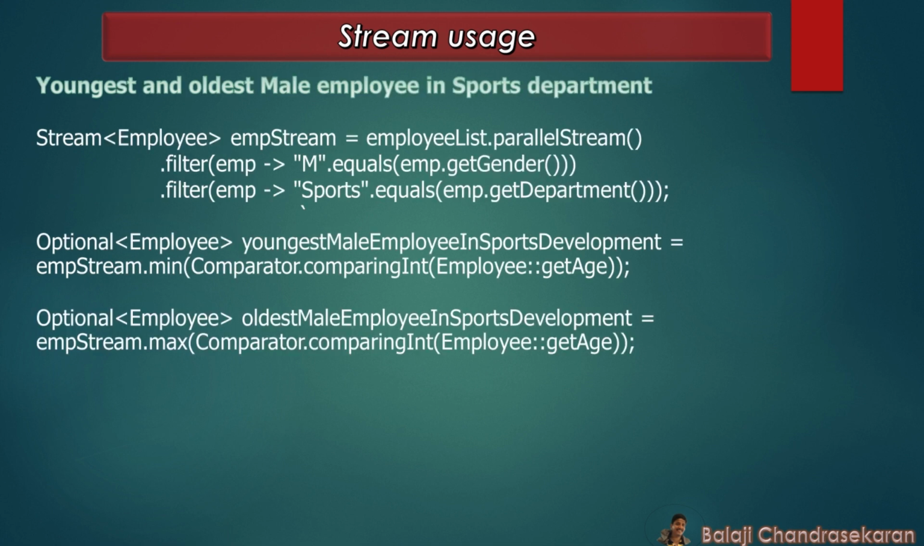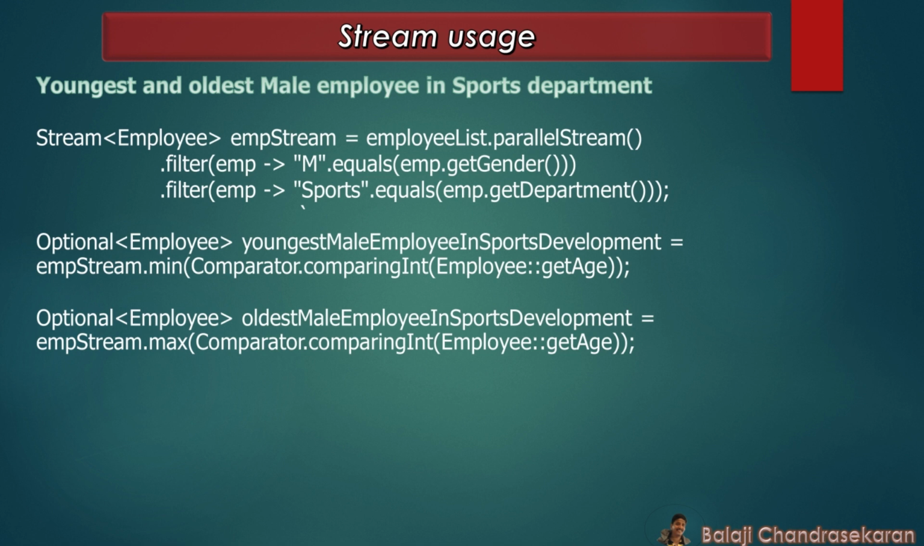This example is used to find the youngest and oldest male employee working in the sports department using the Streams API. I start by creating a Stream instance from the employees list using the stream method. This allows me to operate on the elements of the list in a functional manner. The parallel method is an intermediate operation which converts the sequential stream into a parallel stream. The parallel stream allows elements to be processed concurrently by multiple threads, potentially improving the performance for large datasets.